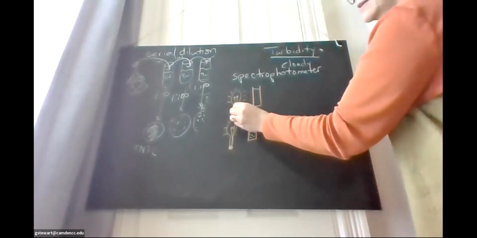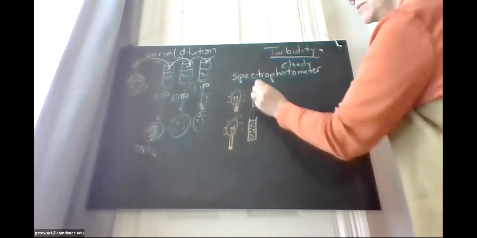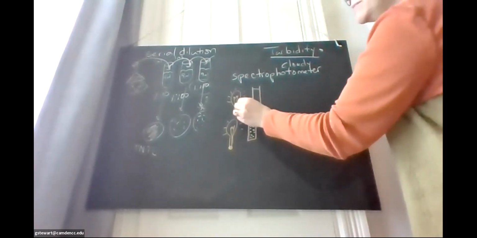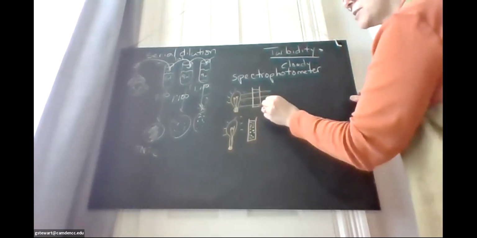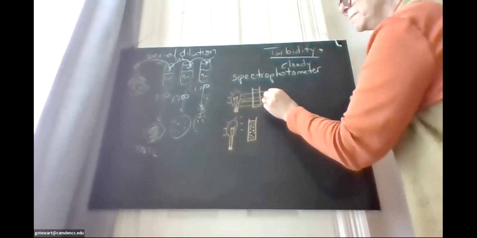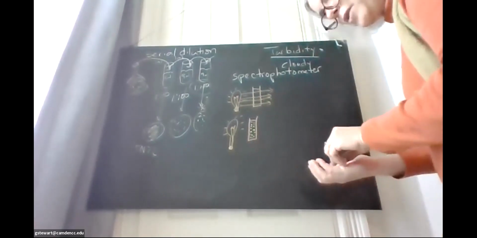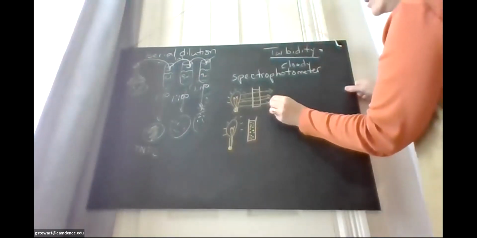So in this case, where there's zero bacteria, the light rays are predominantly going to travel directly through the solution, and they're going to strike a detector. I'm going to draw it here like this.